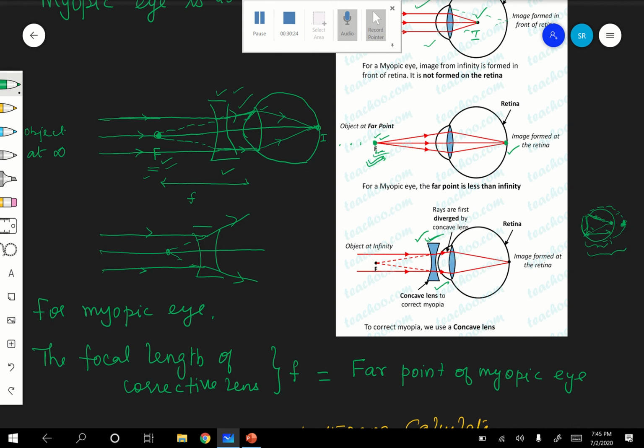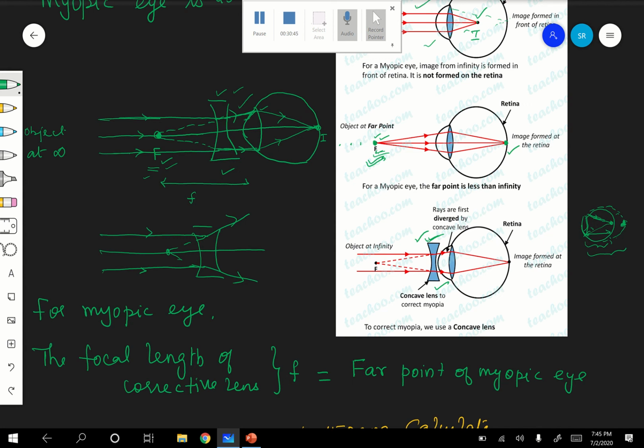Number two is decrease in the focal length of the eye lens. Decrease in the focal length of the eye lens when the eye is fully relaxed. When the eye is fully relaxed means it is not straining.